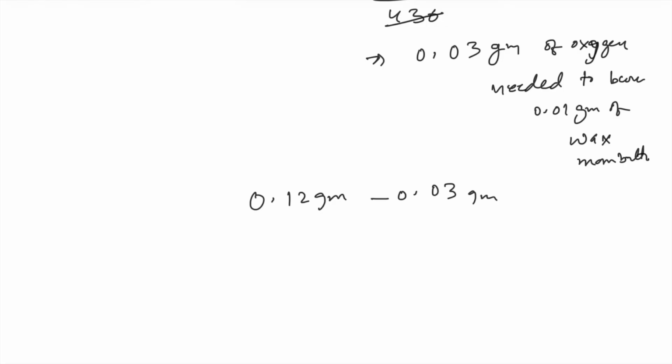Now how much oxygen was left? Around 0.09. So that means most of the oxygen in the tumbler hasn't been burned, because 9 of 12 is around 3 by 4, which is nothing but 75%. So 75% oxygen was not burned, only 25% oxygen was burned.